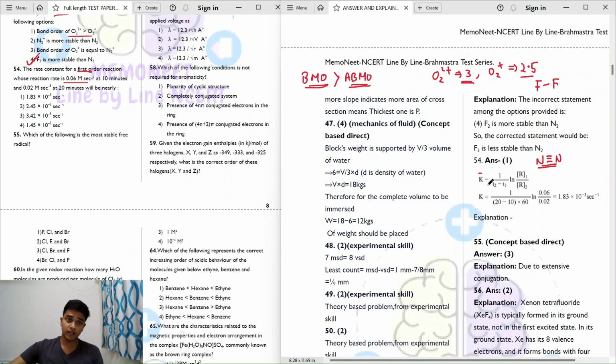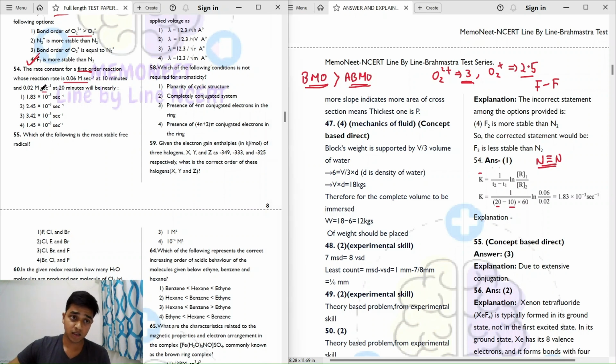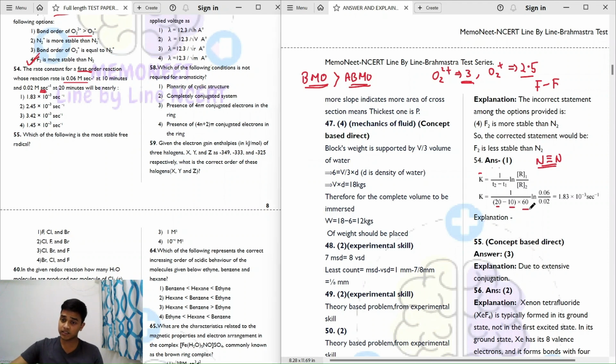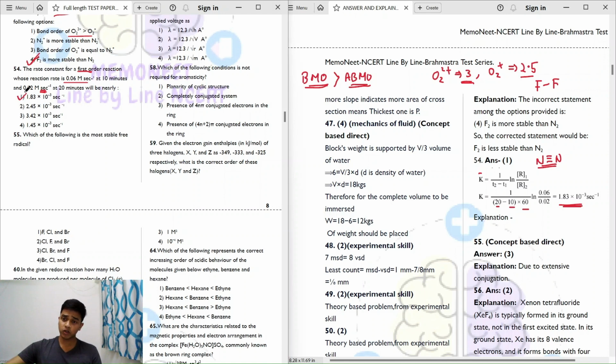When we substitute the values, T2, the final time, is 20 minutes, whereas the initial time T1 is 10 minutes, and we'll convert it into seconds. We have to take care of that because the rate is given in terms of seconds, so we have to convert the minutes into seconds as well. For that we'll multiply by 60 and then substitute the values of the rate. So we get the rate constant as 1.83 multiplied by 10 raised to the power minus 3 per second. So the correct answer is option 1. Moving on to the next question.